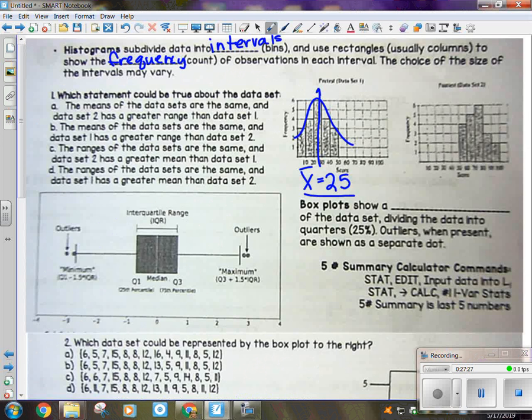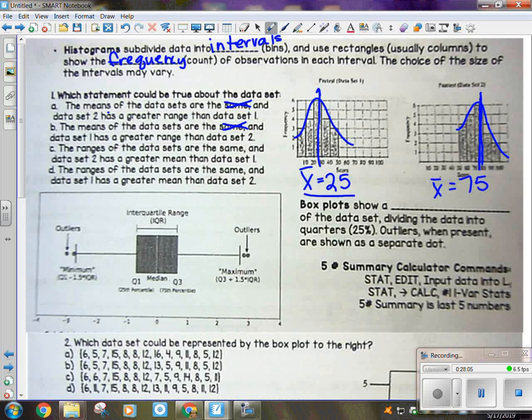Let's look at the other set of data. If I started here and then drew my data set, and I go to the middle, a peak occurs right here between 70 and 80. So I think my mean is about 75. Does that look good? So it says the means of the data sets are the same. No, they're not. 25 is one, 75 is the other. Letter B, the means of the data sets are the same. Nope, they're not.